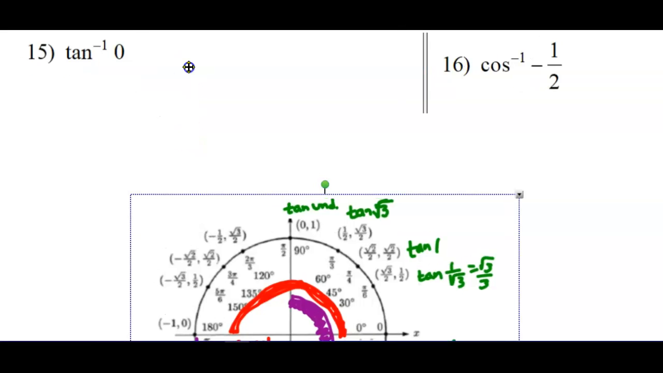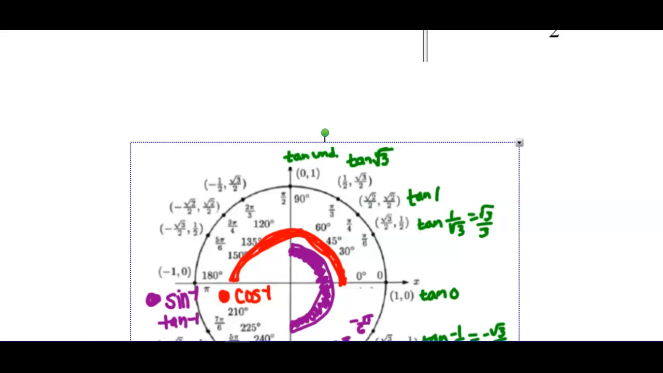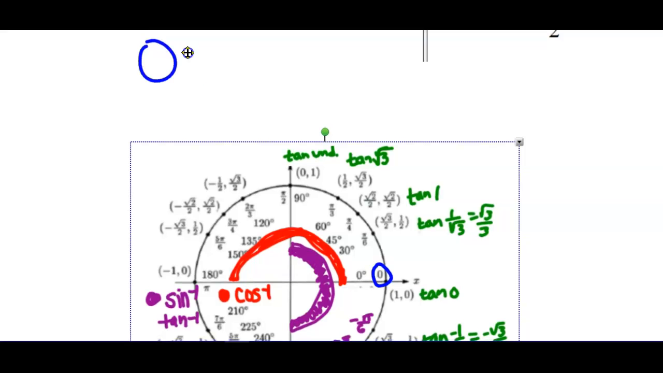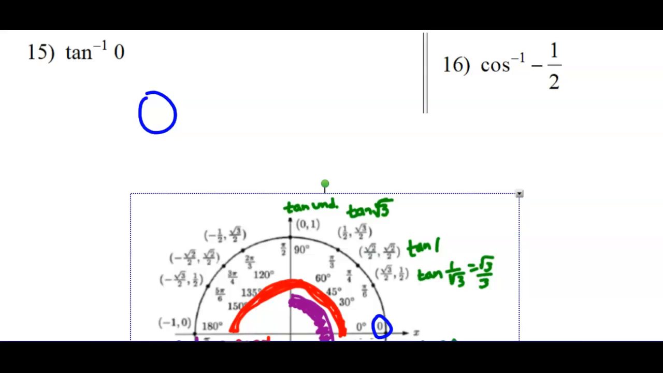Number 15, where is the tangent 0? Okay, so tangent is y over x. So tangent is in the purple as well. y over x, 0 over 1 would be 0, and that happens at 0 radians. So we're looking for an angle on that one, and the angle is 0 radians.